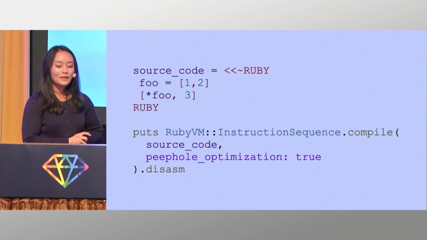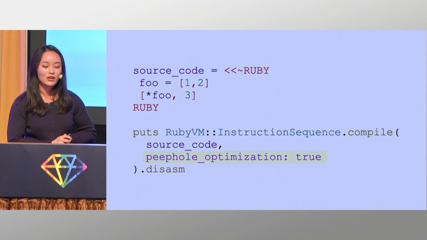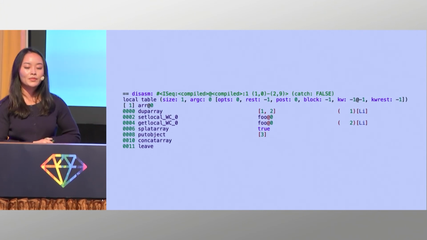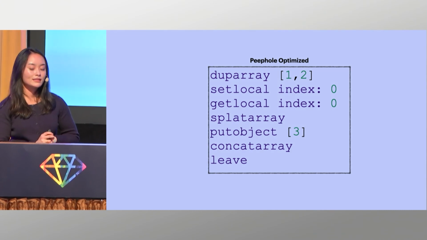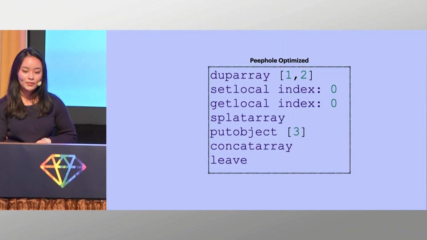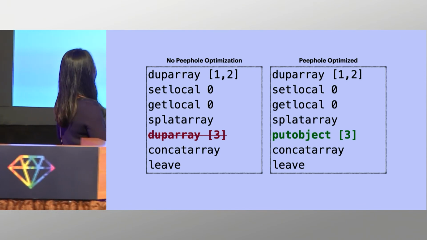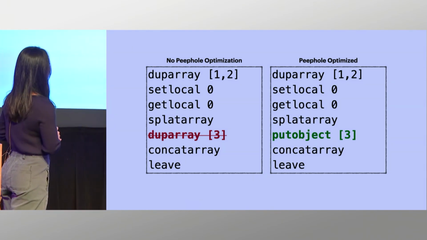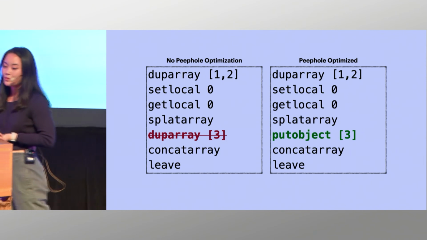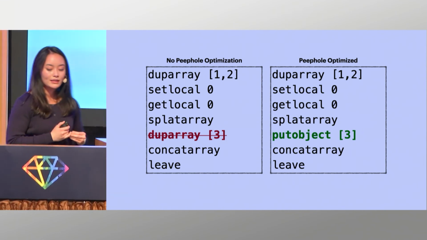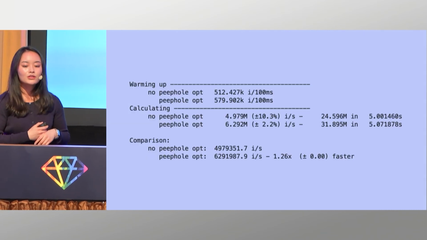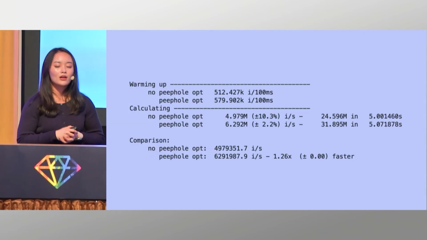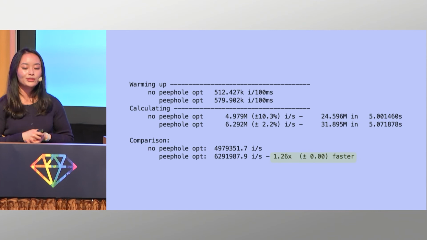All right. So with Peephole optimization turned on, this is the output. It's not very obvious what changed because it is the same number of instructions. But here's the diff. Essentially, we swap out dupe array 3 for put object 3. The reason is that dupe array allocates a new array while put object does not. So this optimization actually runs 1.26 times faster.